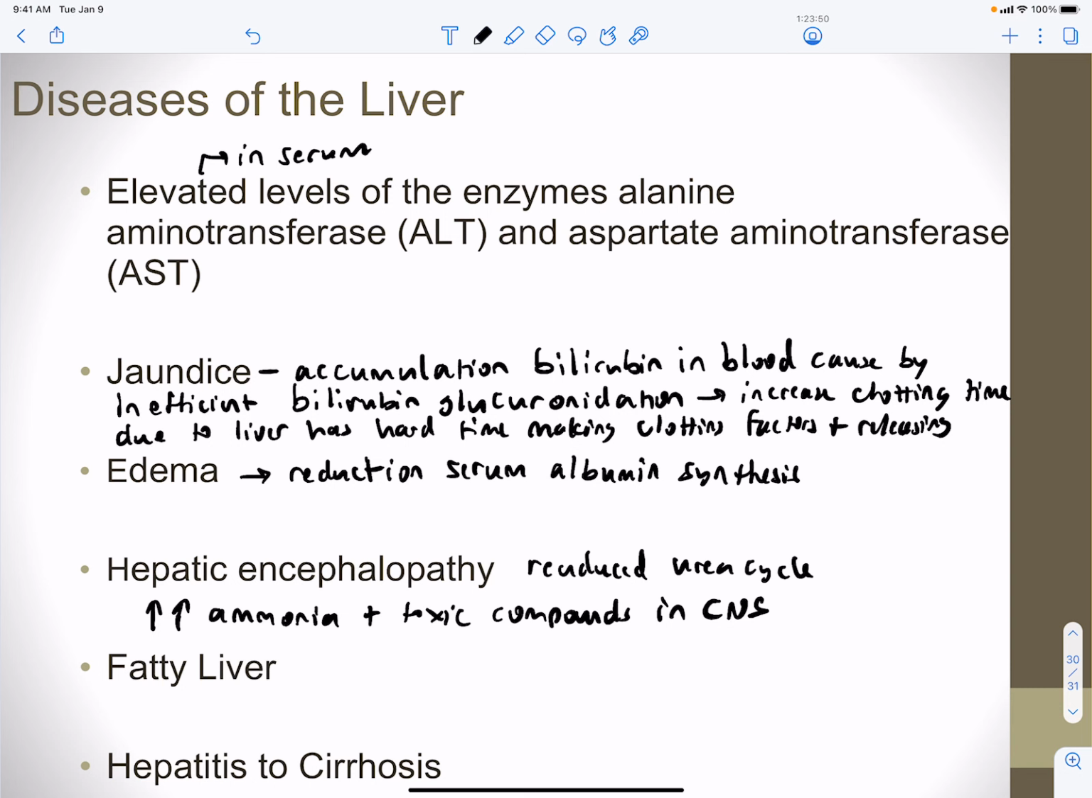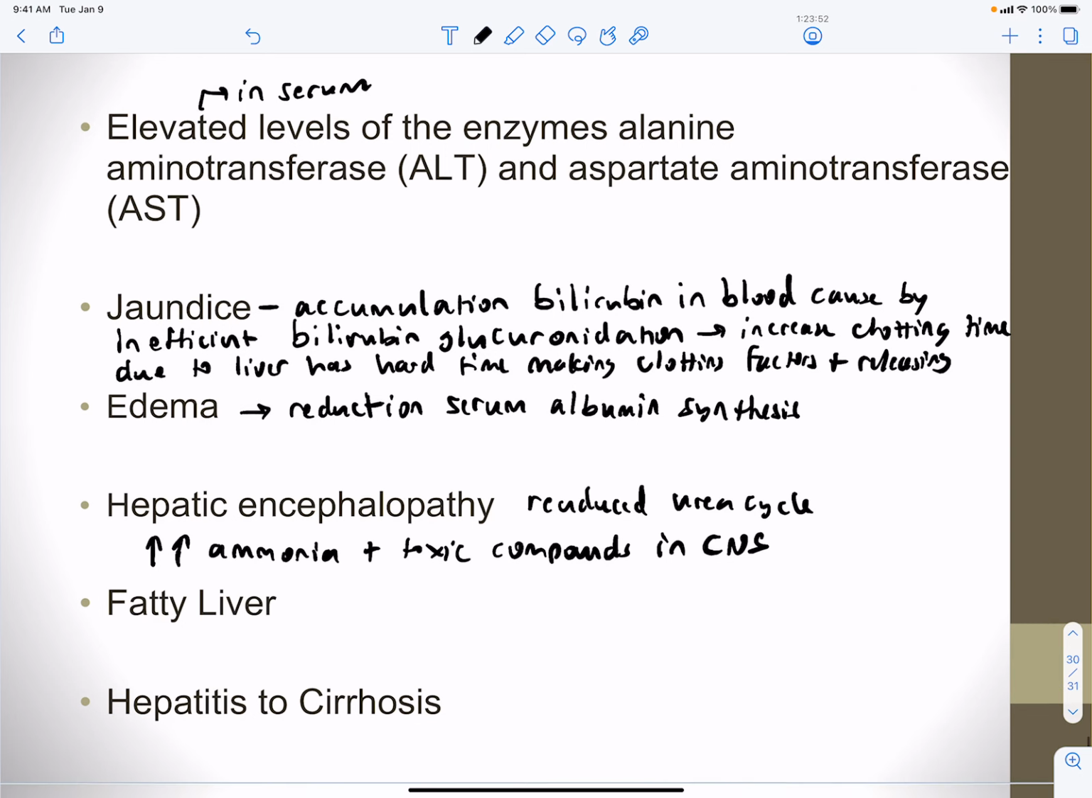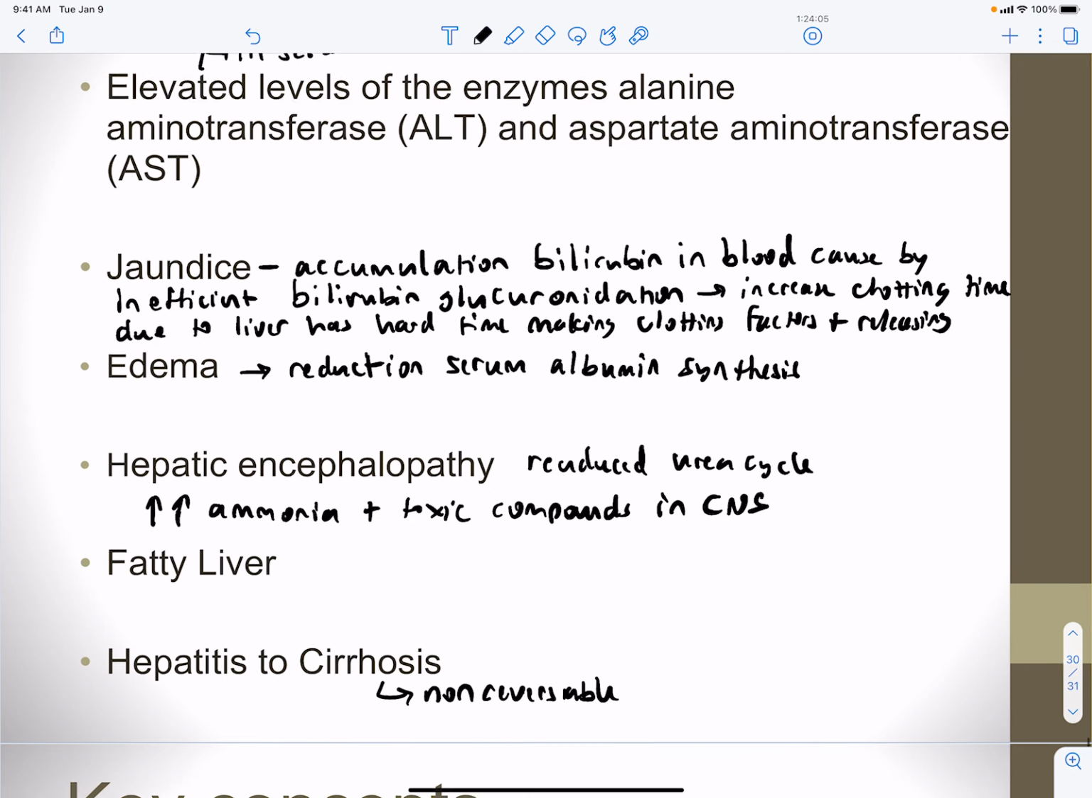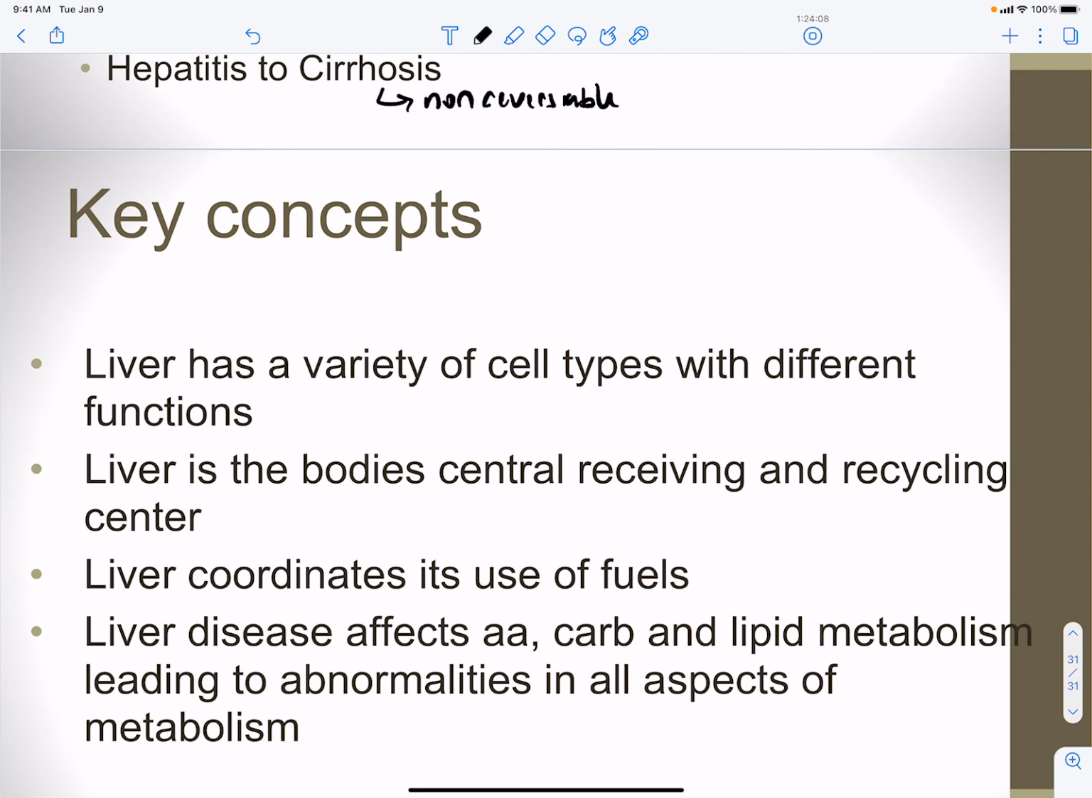And then, of course, we also have our fatty liver disease, which is reversible, and then we have hepatitis to cirrhosis, and cirrhosis is, of course, non-reversible. Okay, and that is that.